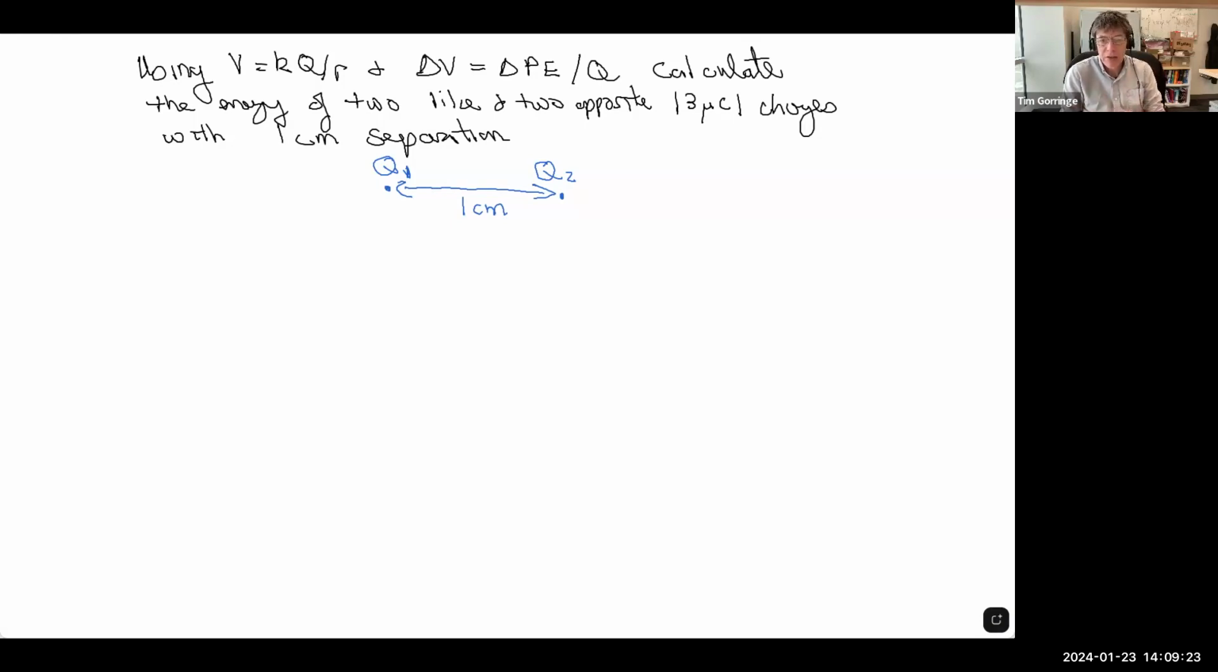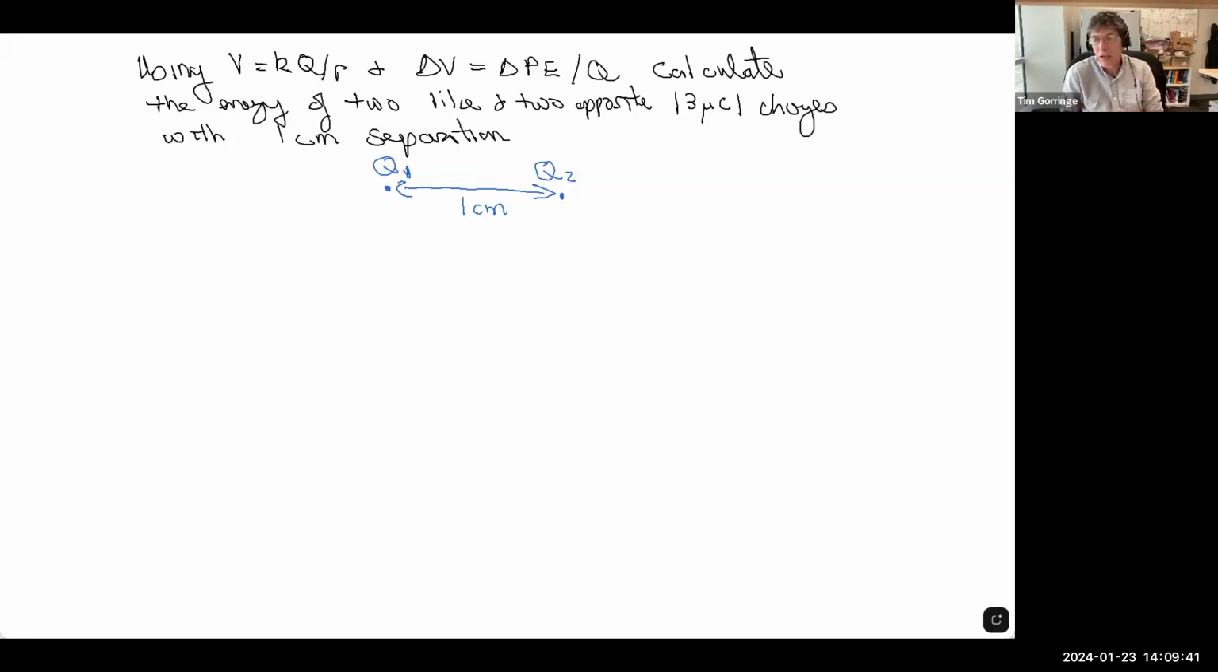And also the case of a pair of unlike 3 microcoulomb charges. So two 3 microcoulomb charges where one is positive and one is negative. We're going to do those two cases because it's interesting to compare those two cases.